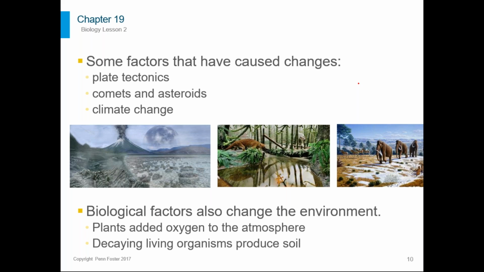You've also got biological factors that change the environment. When plants began using photosynthesis, the atmosphere changed drastically, having much less carbon dioxide and much more oxygen. Decaying living organisms can also produce soil, paving the way for more living things. So these 3 images could possibly be of the same place, but just in different eons.